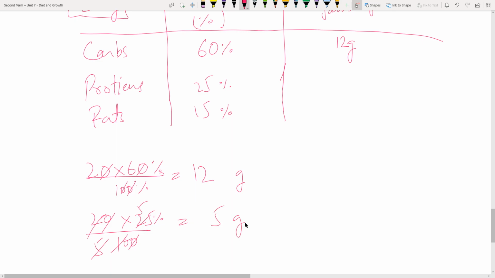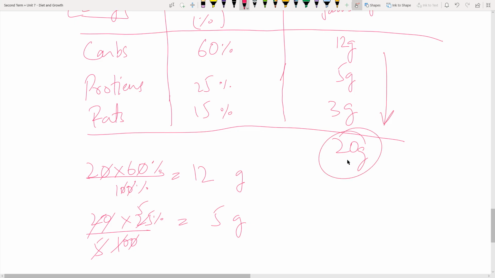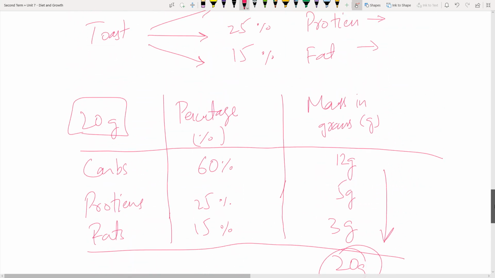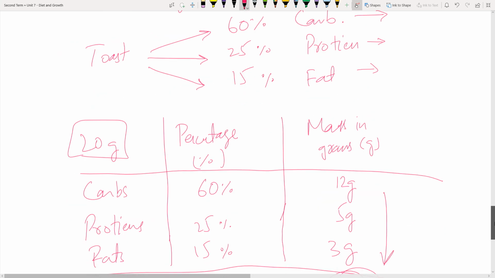So this is only 5 grams. So 5 gram is protein, and the remaining amount is going to be just 3 grams, right? Why is that so? Because the total mass needs to be 20 grams. So you add them up, and you must get the same amount of food that you're eating. We're eating 20 grams of toast.